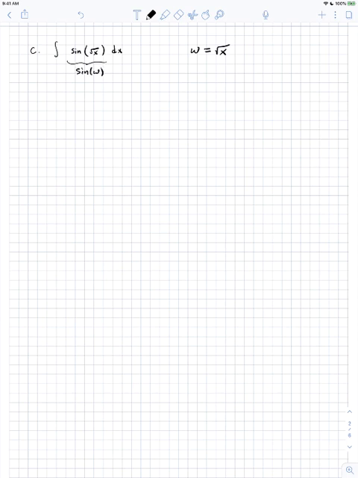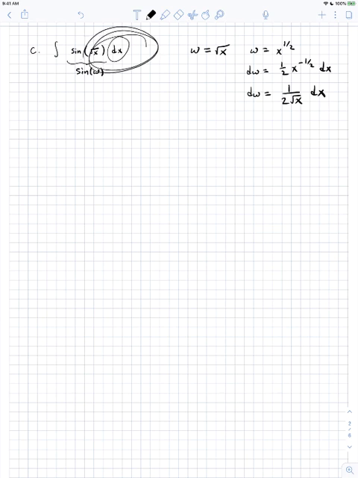Now that's great and all, but what about that dx? You have to convert that into w's as well. There needs to be a dw here. Now, how am I going to make that happen? Well, I can differentiate this. I can differentiate w because w is x to the 1/2. So dw is going to be 1/2 x to the minus 1/2 dx. Or another way of writing that is dw equals 1 over 2 square roots of x dx.